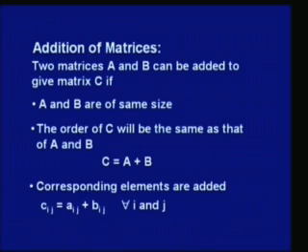Now, to get the matrix C, which is the sum of matrices A and B, one has to add the corresponding elements. That means, the typical element of the matrix C is Cij is equal to Aij, the element of A, plus the ijth element of B. So, Cij is equal to Aij plus Bij for all values of i and j is the sum matrix. Now, this is illustrated in this example.